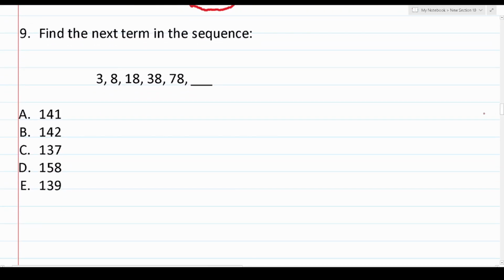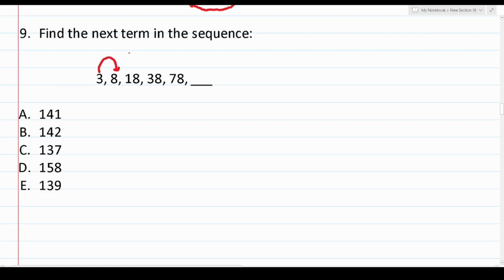All right, number 9 says, find the next term in the sequence. We have 3, 8, 18, 38, and 78. You will see a problem like this on the ASVAB. I have 2 videos on sequences, notably arithmetic and geometric sequences. That said, all you really have to do is look at these sequences until you discover the pattern that makes you go from one term to the other term. So let's see if we can look at these and figure out what that is.